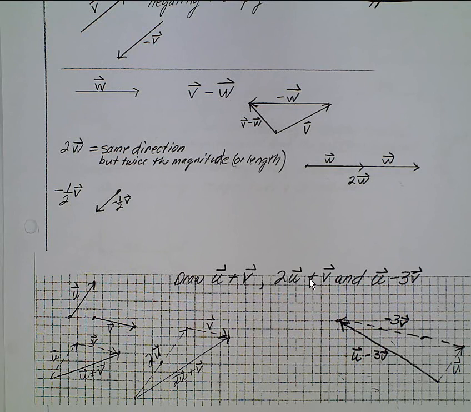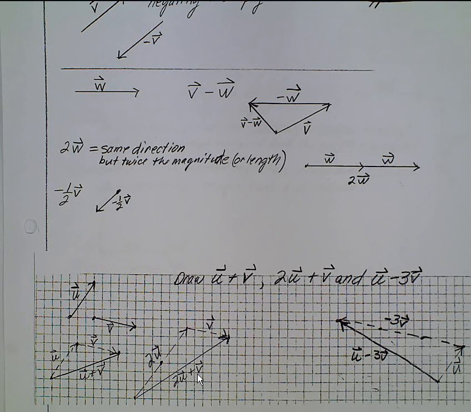2U plus V means I'm going to need to move over 3 and up 4 and over 3 and up 4 twice. This is 2U, and to that I'm going to add on V, which is over 5 and down 1. There's V. So this resultant right here is the 2U plus V.